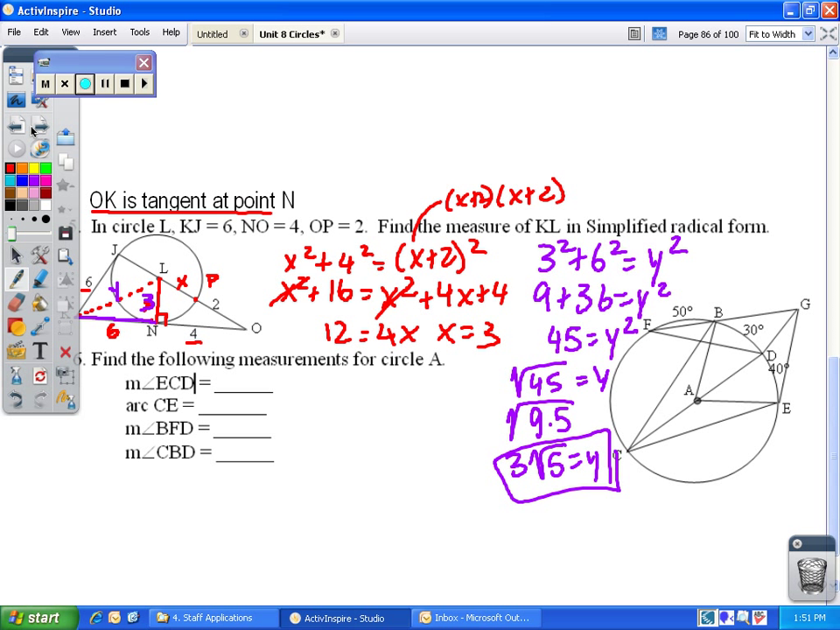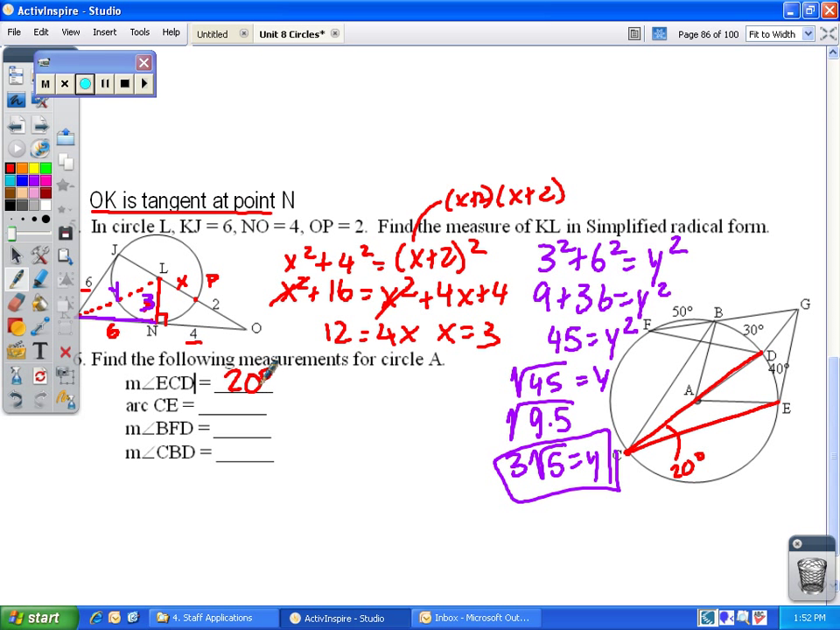We want to know first of all the measure of angle ECD. So we start at E, going to C, and then back to D. E, C, D. This is an angle whose vertex is on the circle, and hopefully you'll remember that an angle on the circle is half of the arc. Since this arc is 40 degrees, that makes this angle 20 degrees.